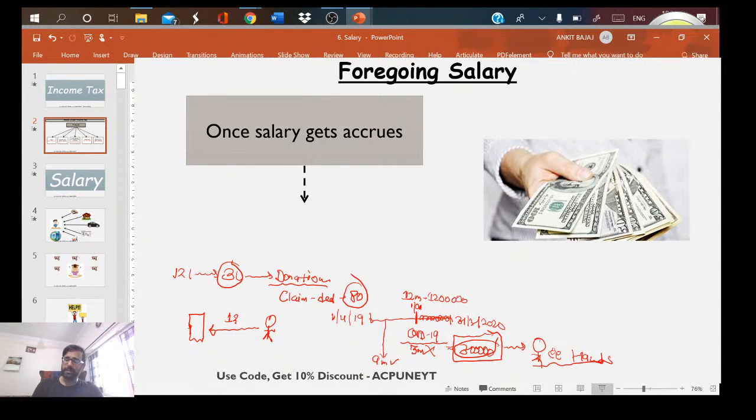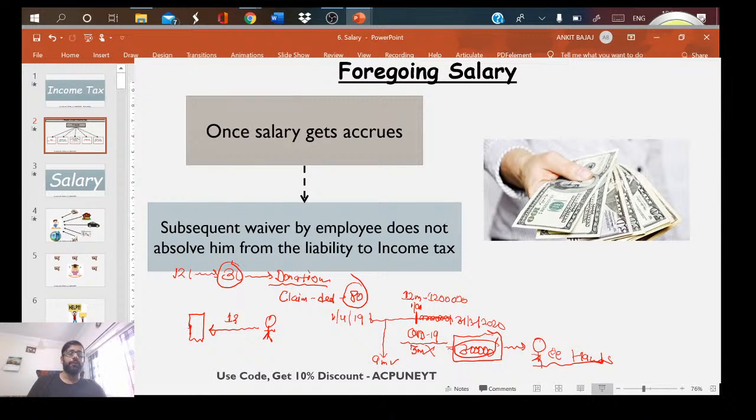Are you able to understand that if you forgo your salary, your tax liability is not going to be forgone by the government? Yes sir, we got it. So we will read this: once salary gets accrued, subsequent waiver by the employee does not absolve him from the liability to income tax.